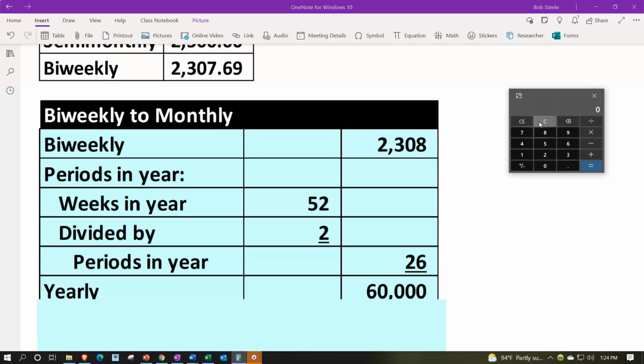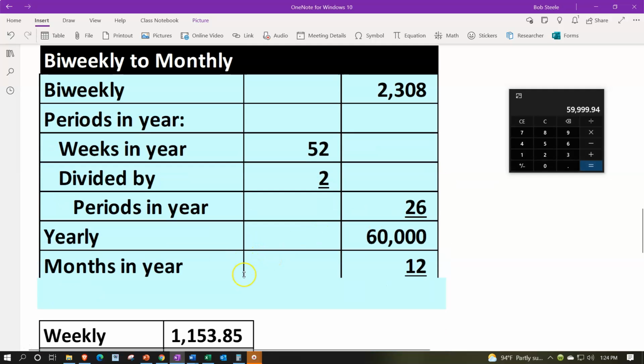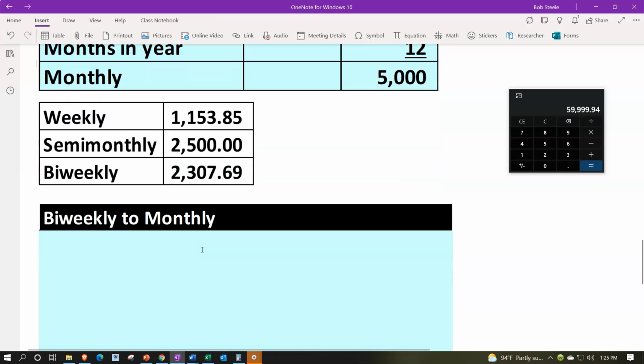So then we can take the 2,307.69 about, and multiply it times 26 pay periods, and we get about 59,999 again, because this number is in essence rounded here. So we'll get about the 60,000 again. And then of course we could divide that by 12 to get to our 5,000 on the monthly, which we tried to standardize all these to be.